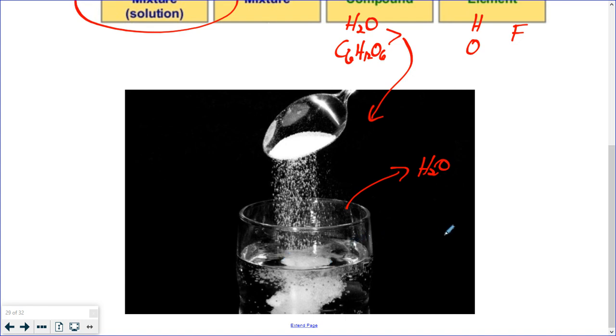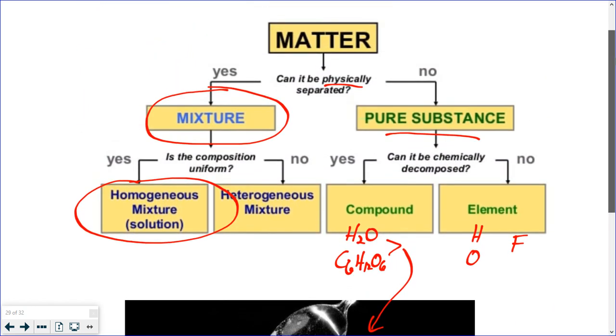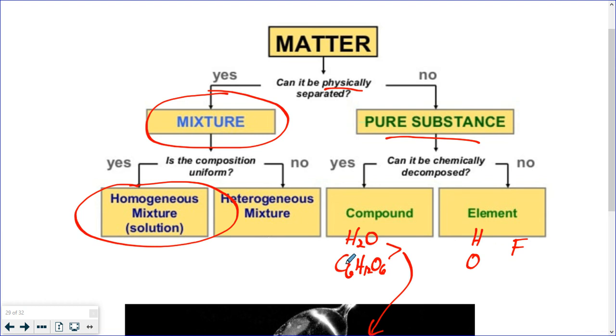So all mixtures can be separated physically. If it can't be separated physically, it's probably bound together chemically, like the C6H12O6. All these elements are stuck together chemically, and then it's a pure substance and it's a compound. So we'll talk more about that as we learn more about chemistry, but the first chapter has that little division in there.